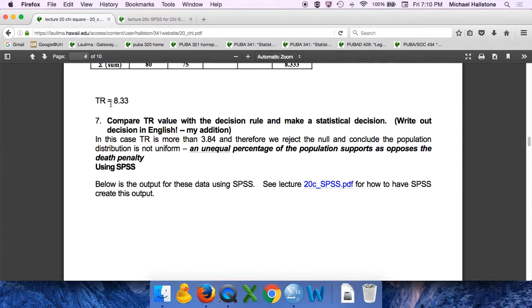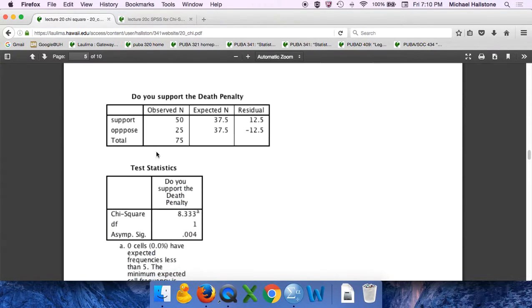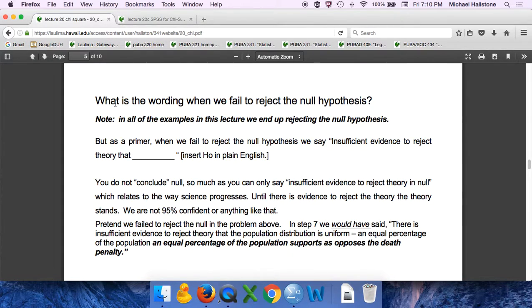Again, that was our test ratio. Here's what we would conclude: the population distribution is not uniform. An unequal percentage of the population supports as opposed to opposes the death penalty. There's the same output that we just had. I even tell you, if you fail to reject the null hypothesis, here's the wording you would use.